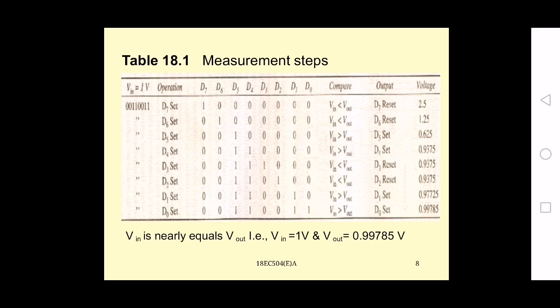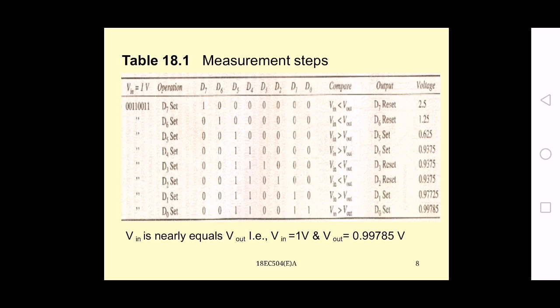2.5 off is 1.25, 1.25 off is 0.625. Now 1 volt is greater than 0.625. So this D5 set will be retained. 0 0 1 will be retained, and next D4 will be set, and the remaining are all zeros.